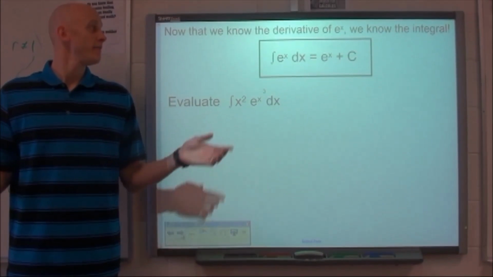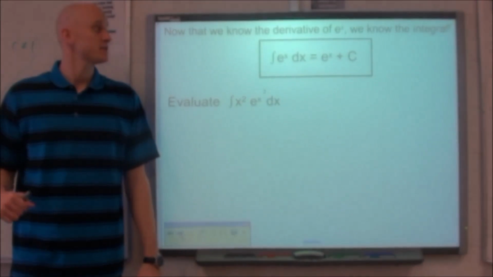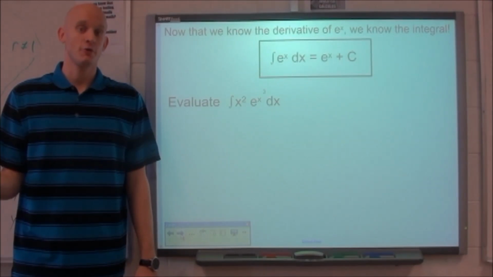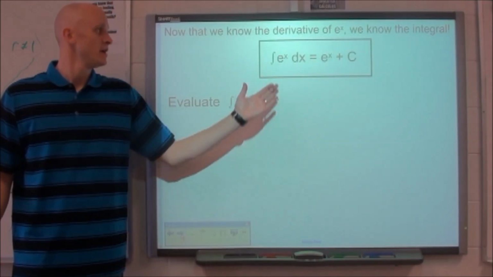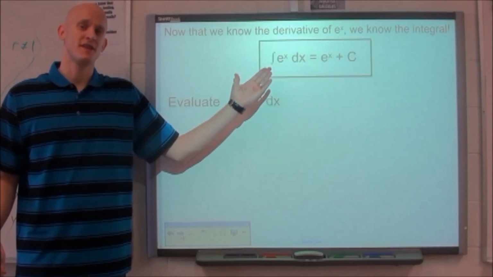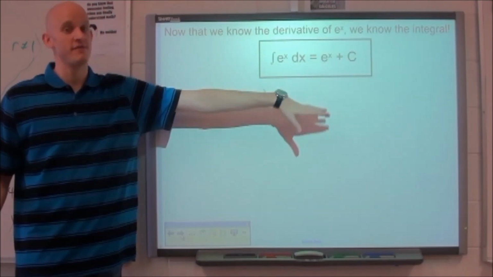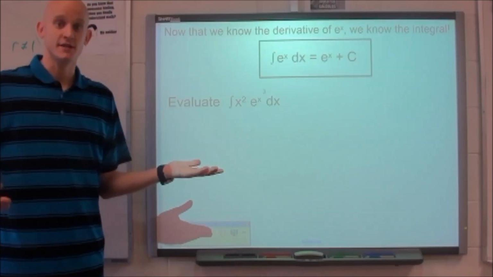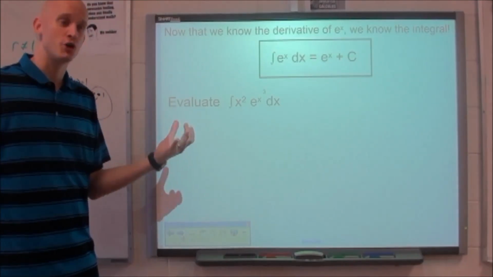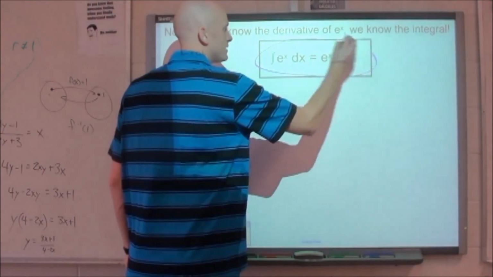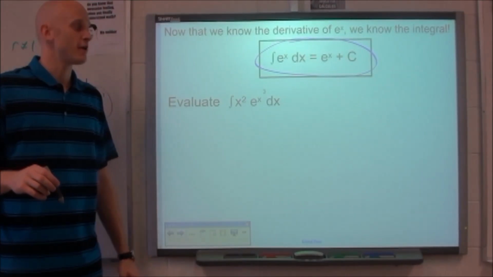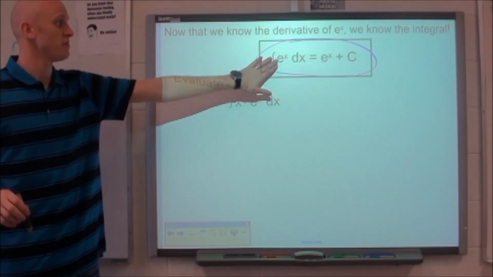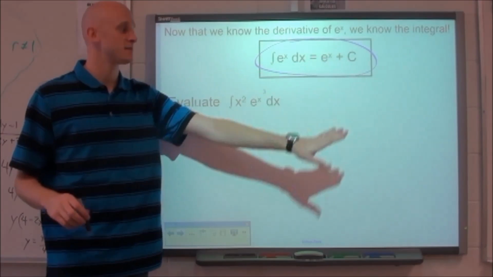Now that we know the derivative of e to the x, we can also talk about the integral, or the antiderivative. So the antiderivative should be relatively easy as well. If we know the derivative of e to the x is e to the x, the antiderivative is also e to the x. Make sure you remember to add the constant. That value is very important. So the antiderivative of e to the x is e to the x plus c.